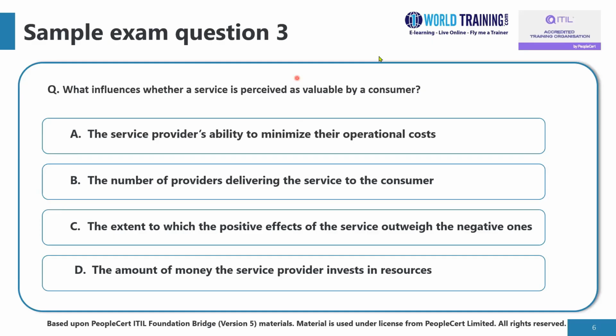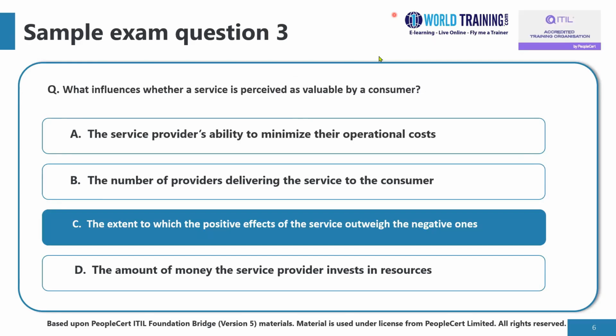Because it's not about the number of providers delivering the service to the consumer which influences whether a service is perceived as valuable by a consumer, or even the amount of money the service provider invests in the resources. That is more the provider's investment. It's unrelated to the consumer's assessment of value. The consumer would rather look at how much they are being charged, what are the risks involved, and how does the product or service support the outcomes that they expect in relation to the cost the consumer incurs and the risks that are likely to happen on the consumer side. Therefore, the correct answer would be C.